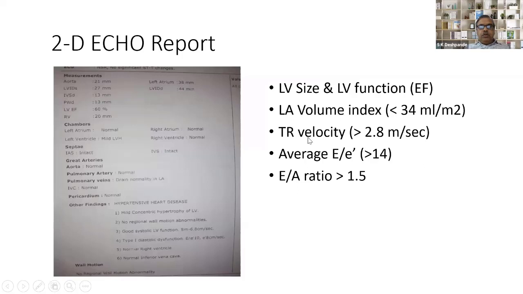Then the tricuspid regurgitation velocity, if it is more than 2.8, it means the back pressure is coming. So LV is not good. So LA is increasing in size, back into the pulmonary veins, pulmonary artery, right ventricle, and causing the tricuspid regurgitation. So tricuspid regurgitation there, that is a mild pulmonary artery hypertension. Take it for granted, in absence of any COPD, in absence of any lung problem, take it for granted it is because of the left ventricular diastolic dysfunction. And E by E prime on echo more than 14, and E by A ratio more than 1.5. These are all red flags for you.